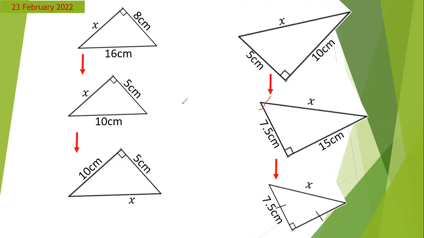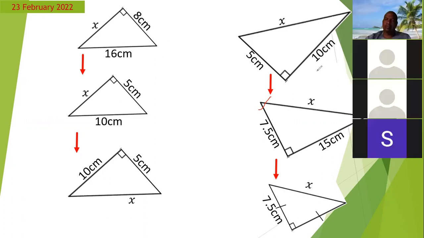Mr. Lamar, you want to do this one for us? Okay, sir. All right, go ahead. Sir, I wasn't paying attention. Which triangle? We're working this one here. Okay, sir. All right, so let us begin. Which side are we starting off with?